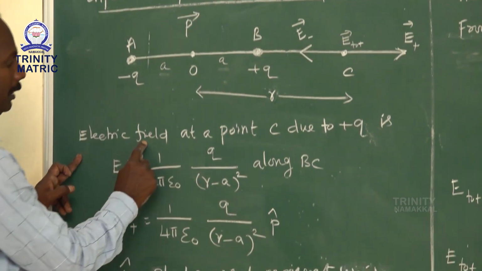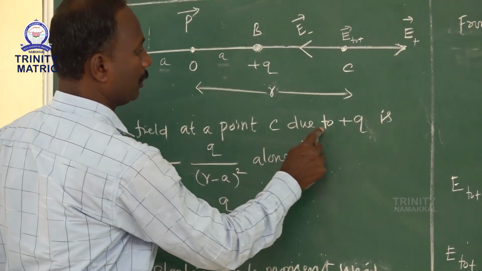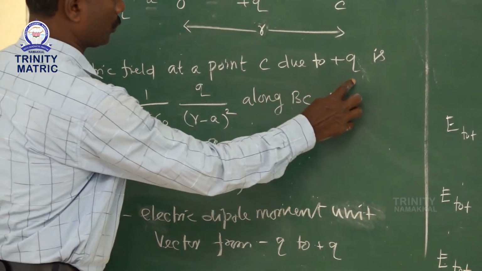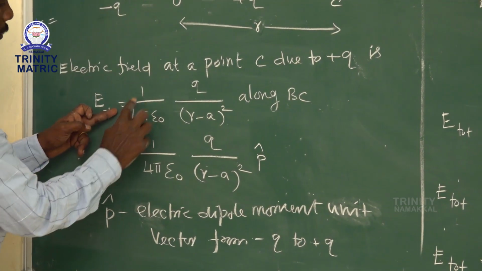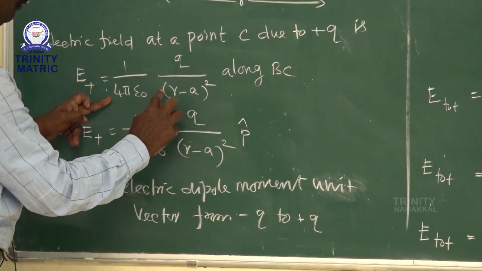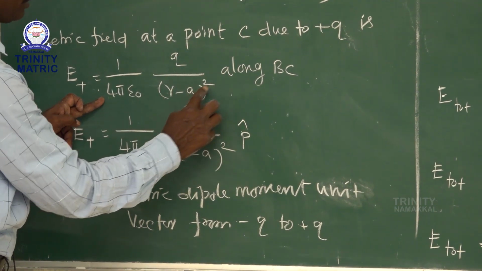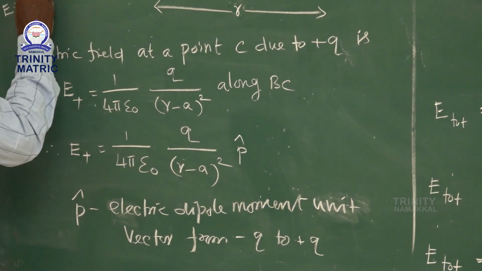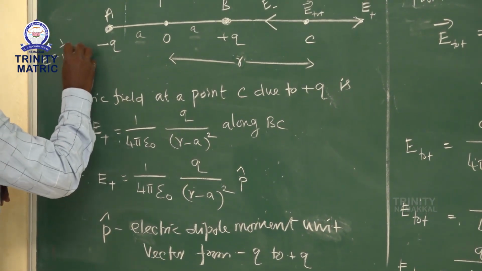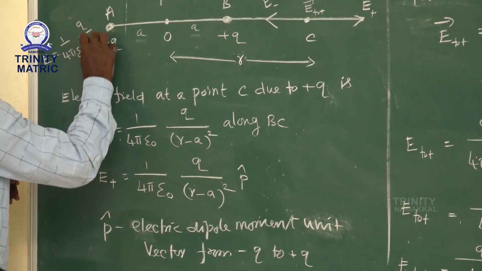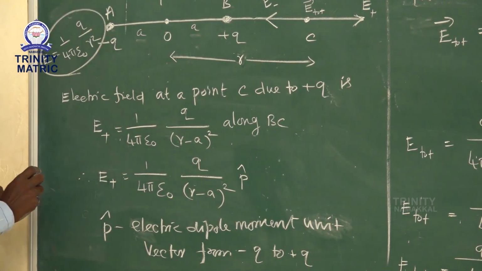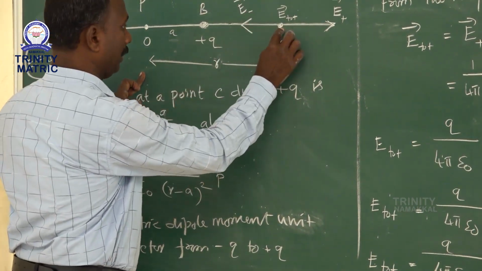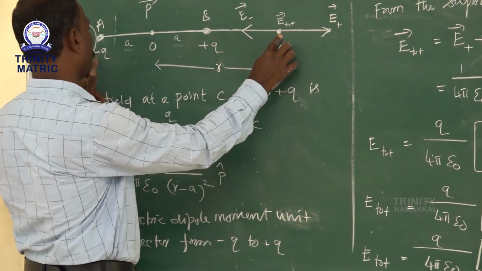The electric field at point C due to the plus Q is E plus, equal to 1 by 4 pi epsilon naught Q divided by (R minus A) whole square along the BC. This formula comes from the common formula of electric field, 1 by 4 pi epsilon naught Q by R square. Now we want to calculate the electric field at C due to plus Q and due to minus Q.